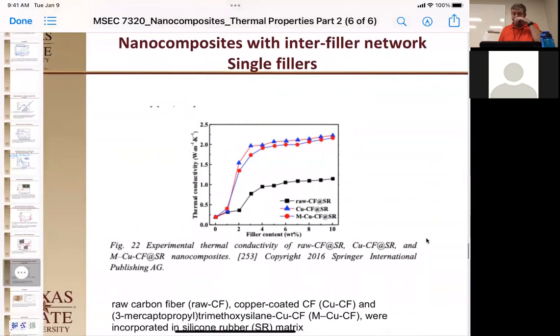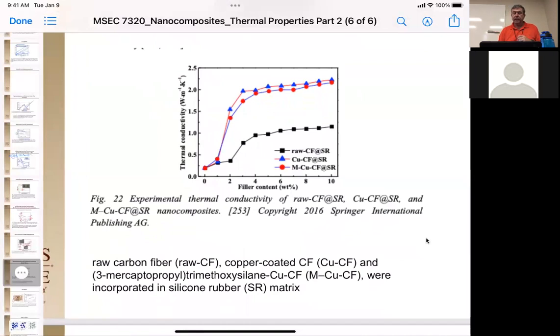So let's talk about interfiller networks now. What we're saying here is we're going to do some kind of processing to make sure that we have an interconnect as much as possible with all the filler we have. That usually takes some kind of processing that helps you disperse your material really, really well.